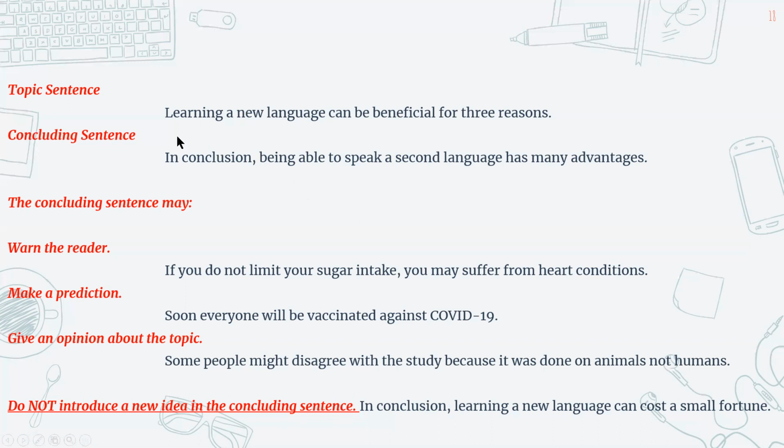Let's go back to our first topic sentence. Learning a new language can be beneficial for three reasons. Okay, we said that a concluding sentence can look like this one. In conclusion, being able to speak a second language has many advantages. I can't end my paragraph with a new idea. I can say in conclusion, learning a new language can cost a small fortune. But why? The topic sentence is about three main reasons that learning a new language can be something good for you. So in the paragraph, I will be talking about these three reasons.